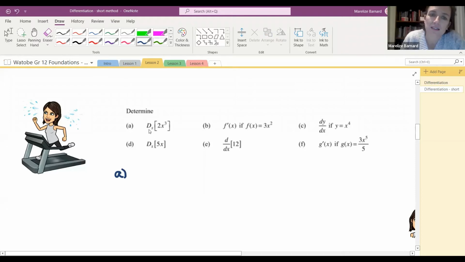So this says d/dx of 2x cubed. So that means we need to differentiate this. So to differentiate, we're going to say 3 times the 2, that's going to give me 6. And from my x, we're going to subtract a 1 from the exponent. So that's going to give me 6x squared.